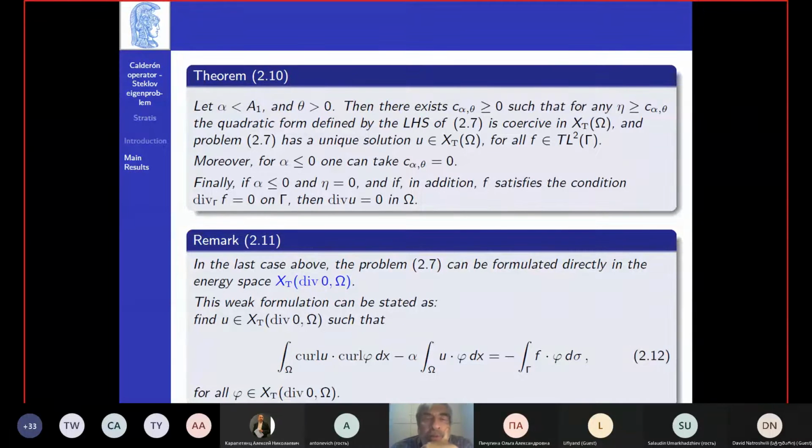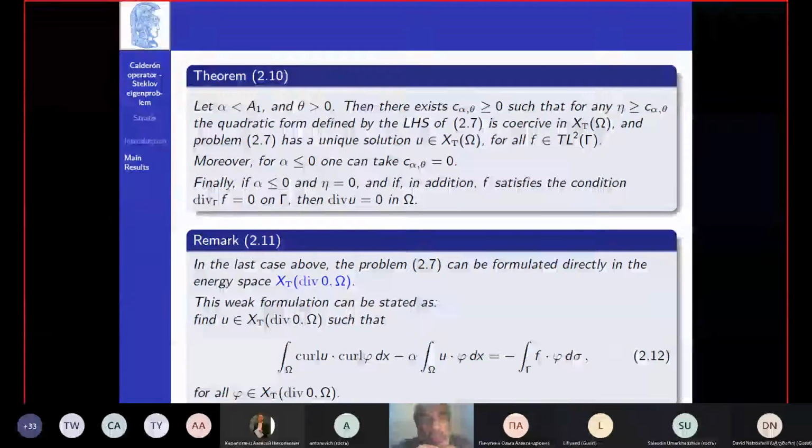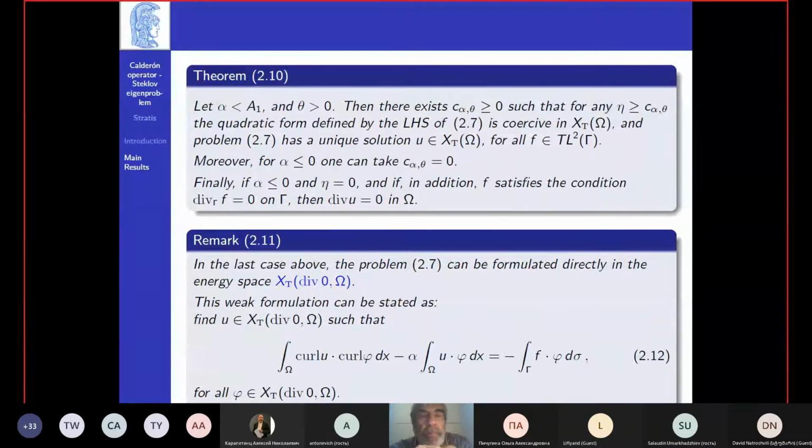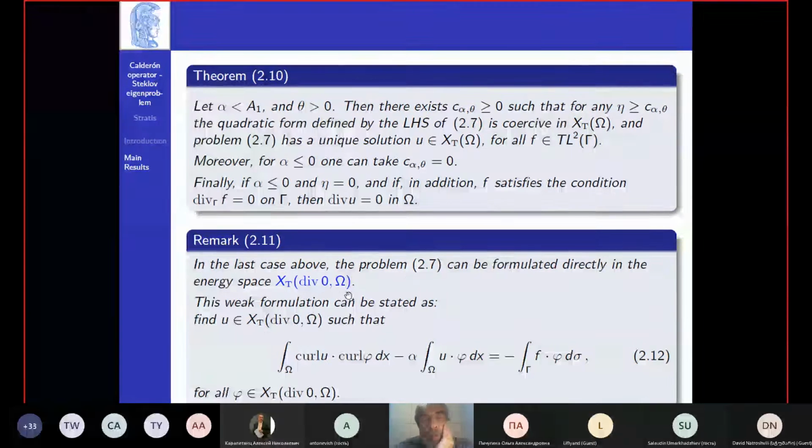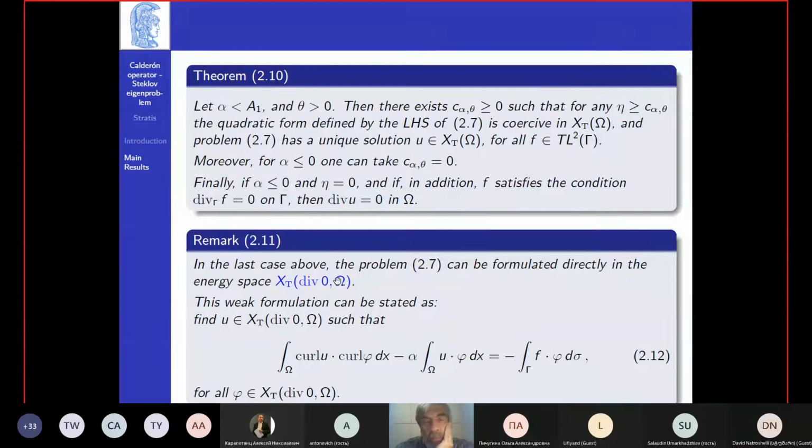Now, if alpha is non-positive, then one can take this constant to be zero. And for alpha non-positive and eta equal to zero, and if f is divergence-free, but f, you recall, is just on the boundary, so this is the boundary divergence, div subscript gamma, then if it is divergence-free on the boundary, it is divergence-free everywhere. And this last problem can be as well formulated in a different energy space, but okay, this is just a remark.